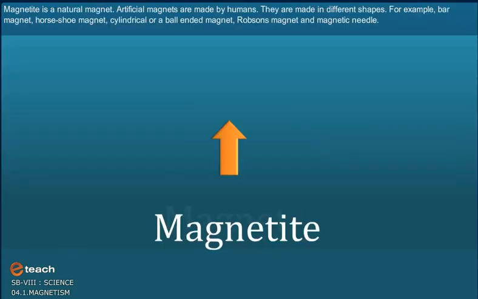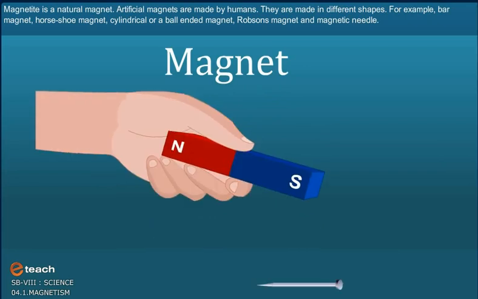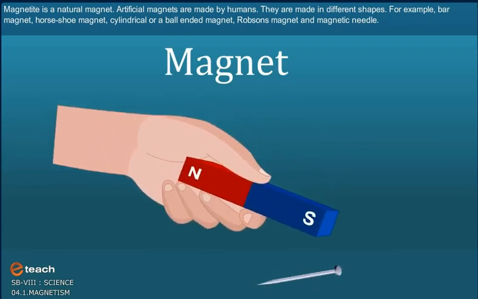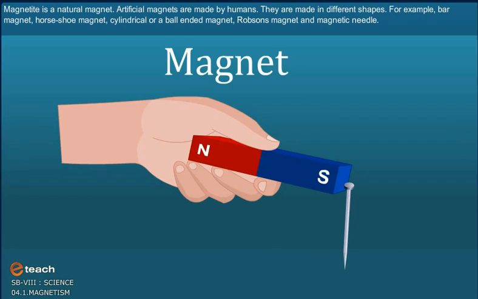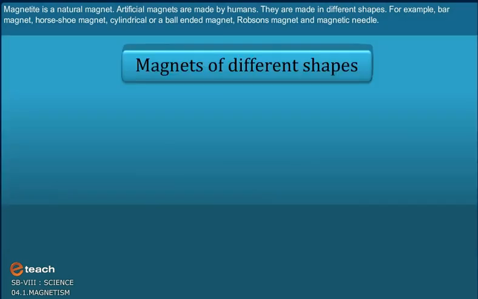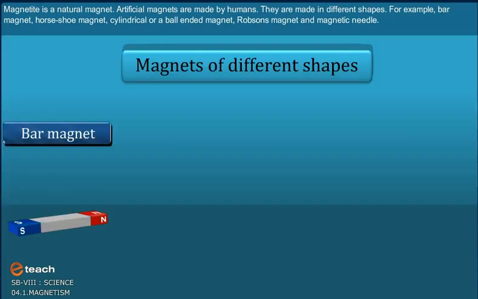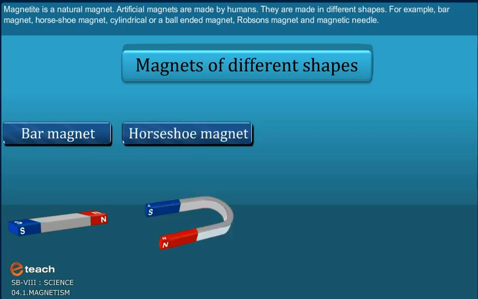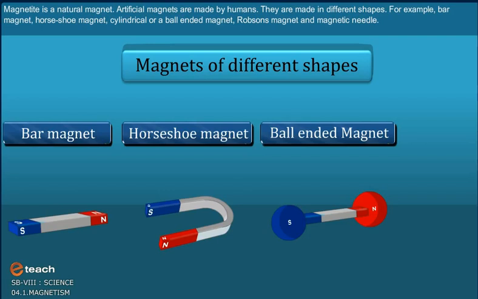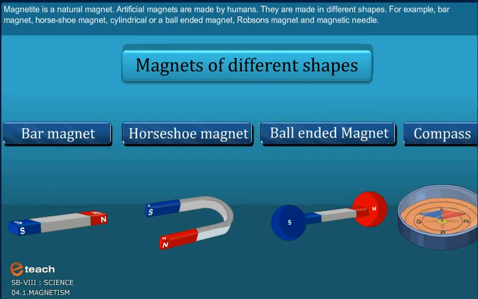Magnetite is a natural magnet. Artificial magnets are made by humans. They are made in different shapes. For example, bar magnet, horseshoe magnet, cylindrical or ball-ended magnet, Robson's magnet, and magnetic needle.